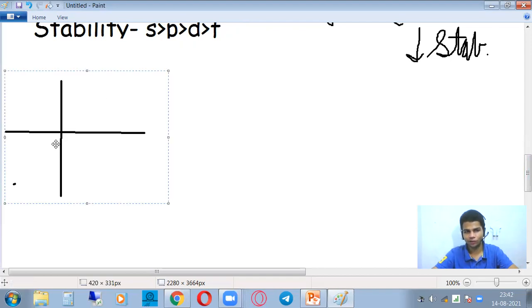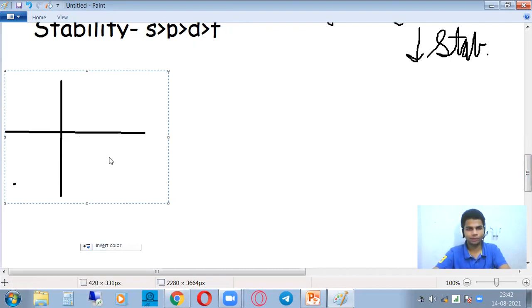Because if you assume this one is the y-axis, that is also fine. If you are assuming this one is y, then you have to assume the others as x and z, because all three are at 90 degrees to each other, as you can already see. There's a 90-degree angle between them.